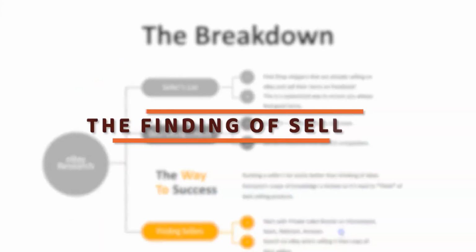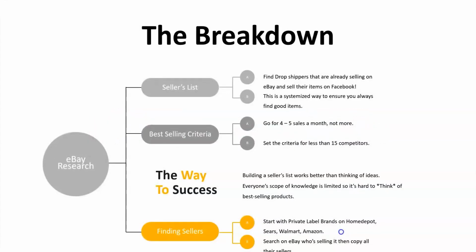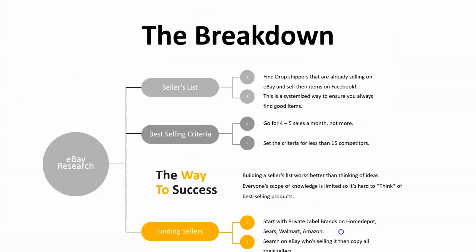Next, the finding of sellers. So how do you find these sellers? Now, this is the trickiest part, and this is the part where people quit. They don't want to do it. It just seems too hard. But the problem is, this is the first part that you have to do.